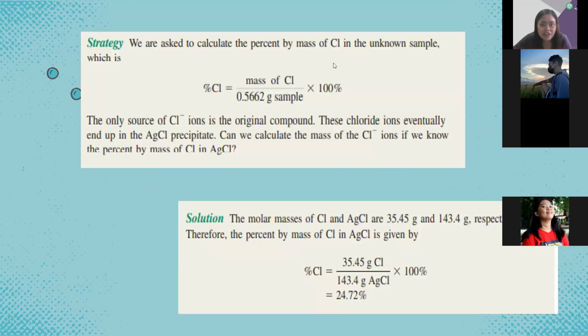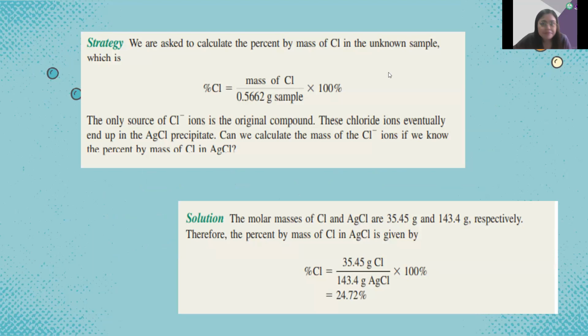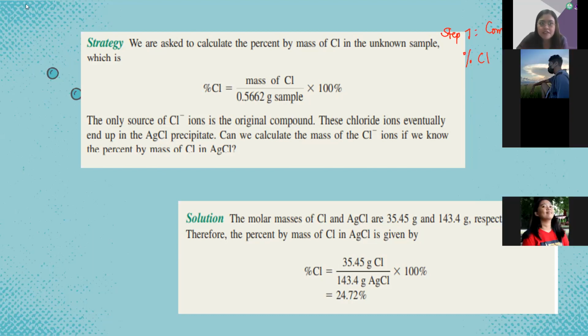Kasi magsa-start na tayo sa computation. So yung strategy, meron tayong 3 steps for this. Step 1, let me write it sa screen. Step 1 is the computation of percent chloride. This time it's percent chloride kasi ito yung hinahanap in the problem. But this is not always chloride kasi depende kung anong ina-ask sa problem, kung fluoride, bromide, then palitan niyo lang ito ha.